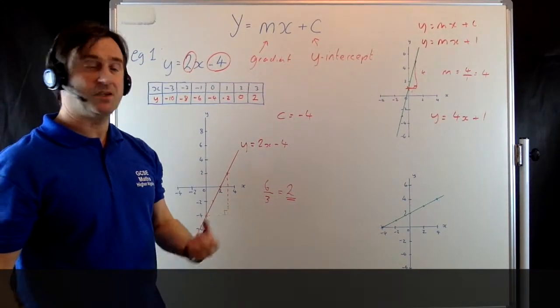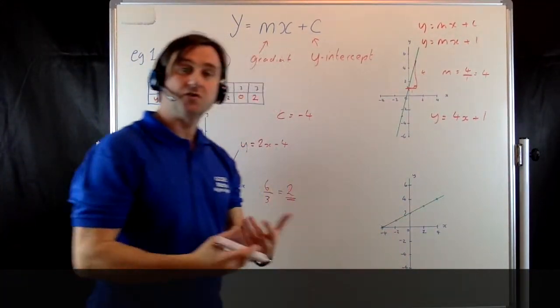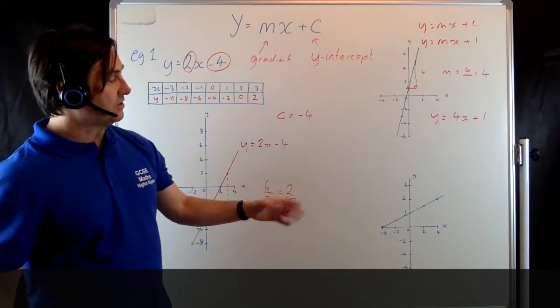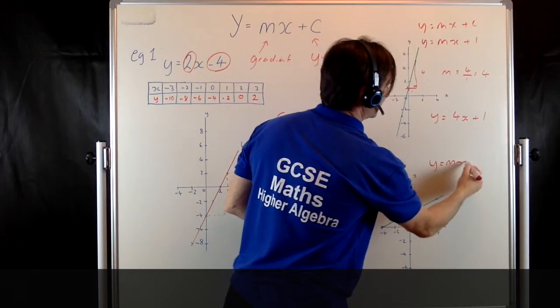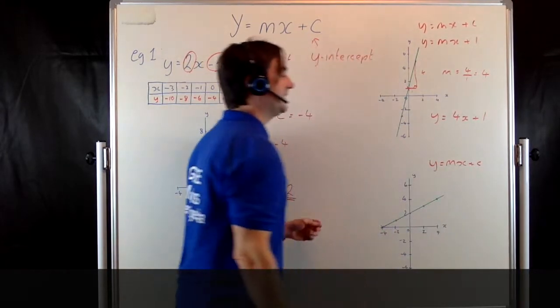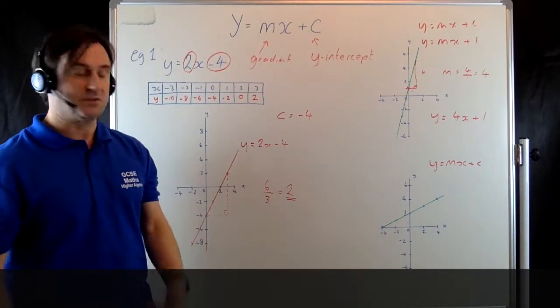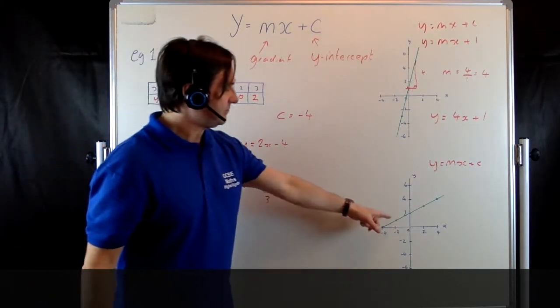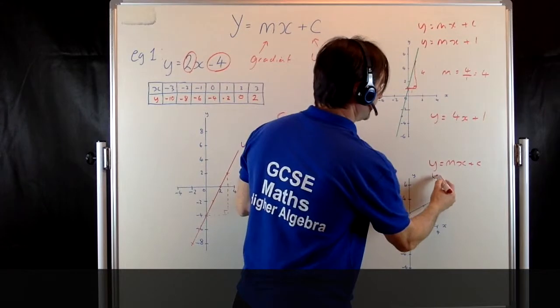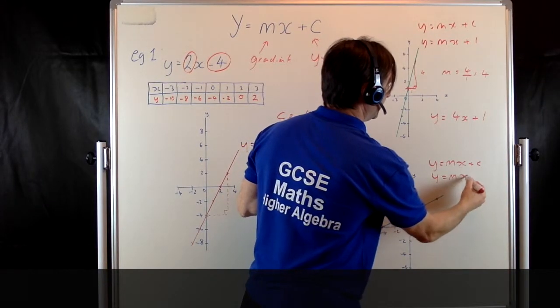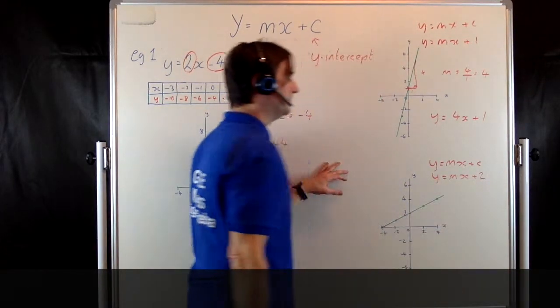Let's have a look at the second one here. This is slightly more tricky because the gradient's shallower. You'll see why in a minute. We can do the same thing. So start off with our y equals mx plus c. We're going to replace the m and the c with numbers. So here it cuts at 2. So we can start off and we can replace our c with the value of 2.